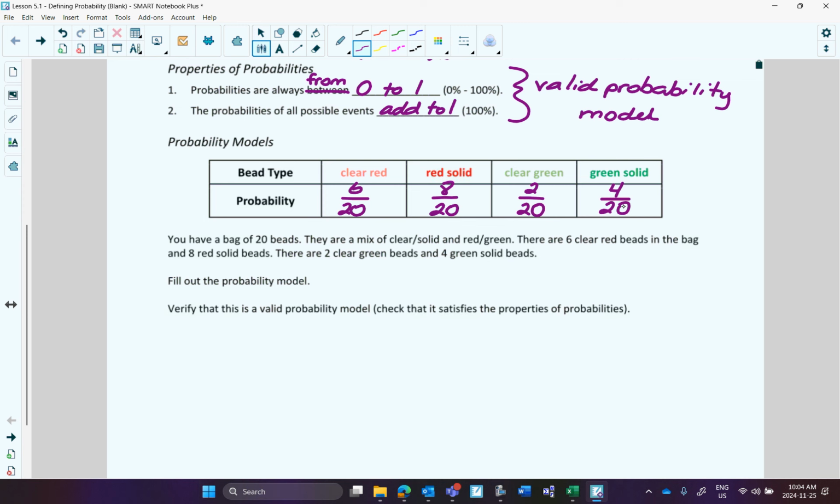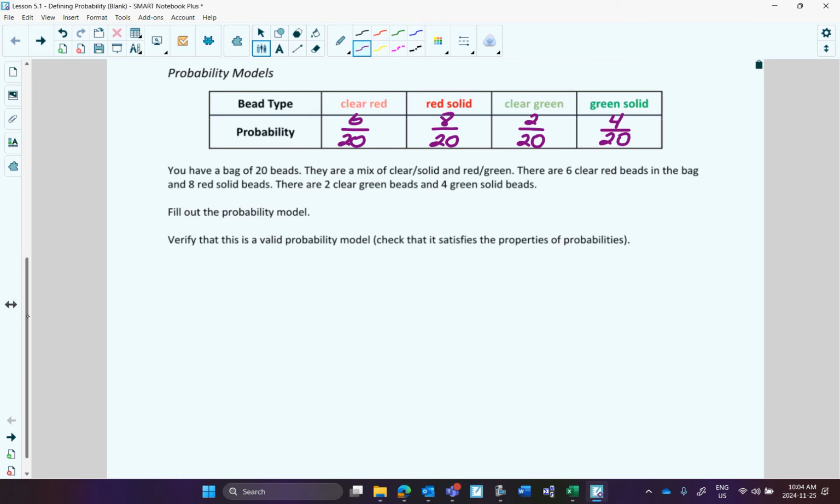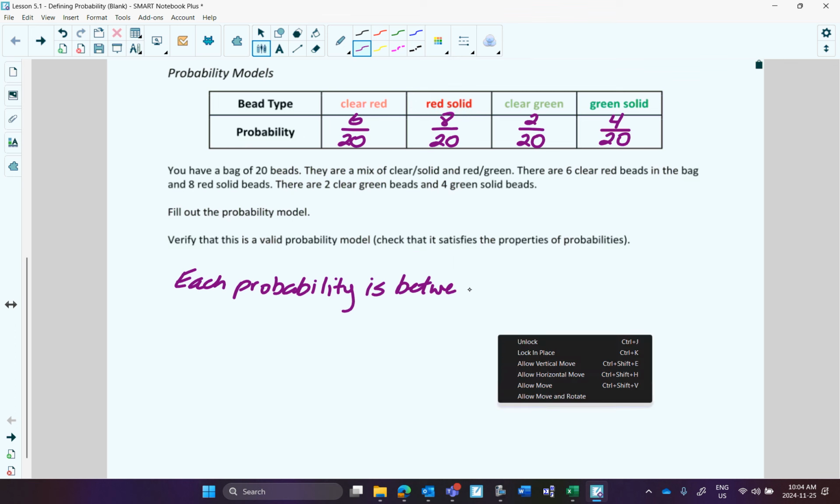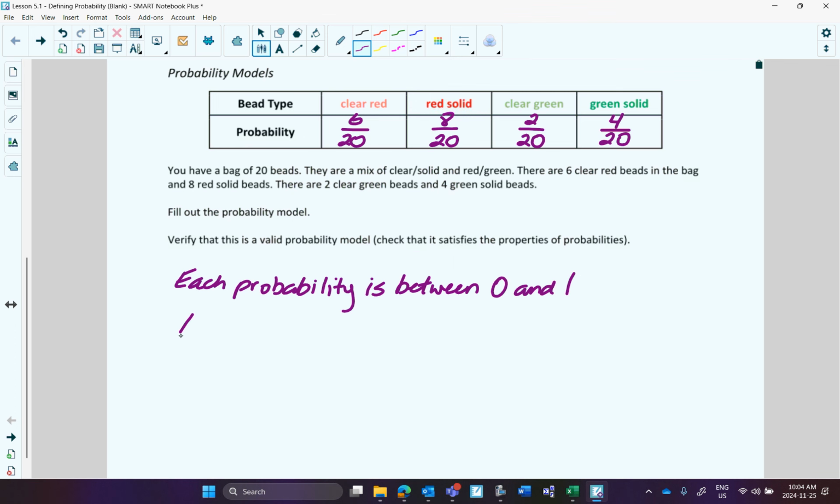And we want to confirm that this situation is a valid probability model. Well, we would say each probability is between 0 and 1 in fraction form. All probabilities add to 1. So it's valid.